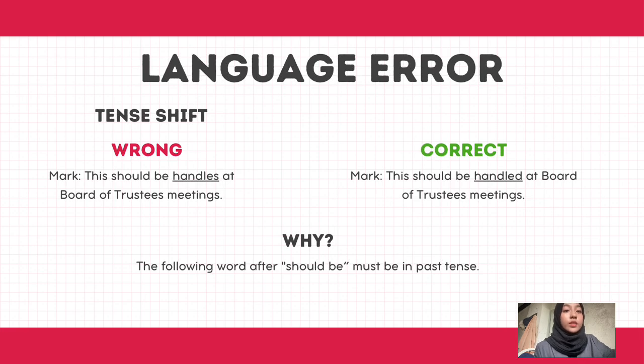The next one is tense shift. The wrong version is this should be handled at boards of trustees meeting. The correct one is this should be handled at board of trustees meeting. Why do I say this is wrong? Because the word following should must be in past tense, so it should be handled instead of handles.